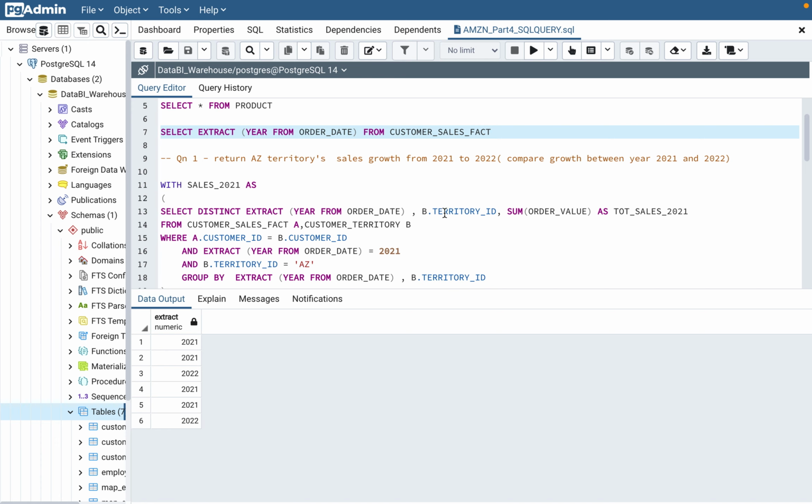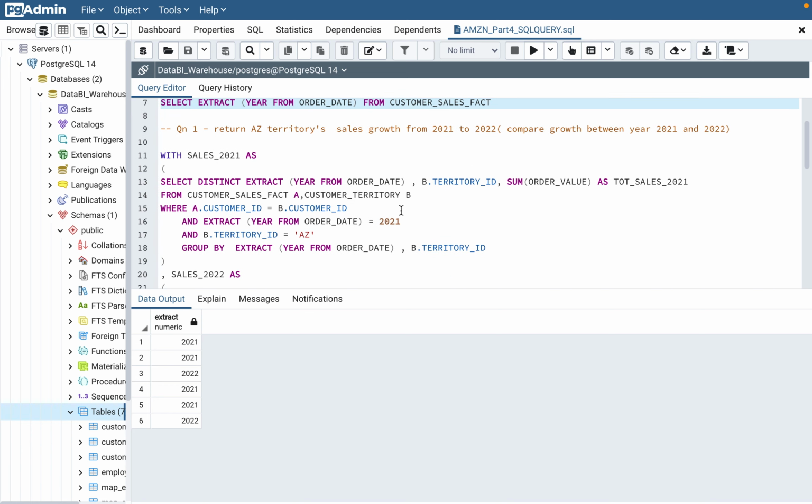Because we want territory as Arizona, we need to put a territory also, and sum of order value. Sum is basically an aggregate function. What it will do is, if you have multiple records, it will sum up all those records. And then we need to join these two tables using customer ID, like we saw.